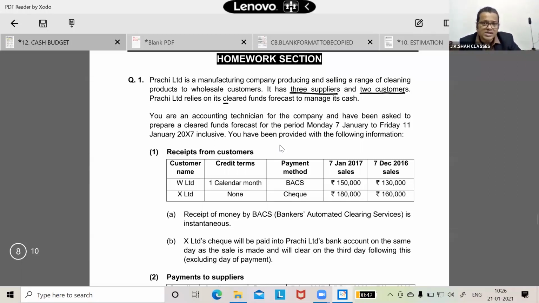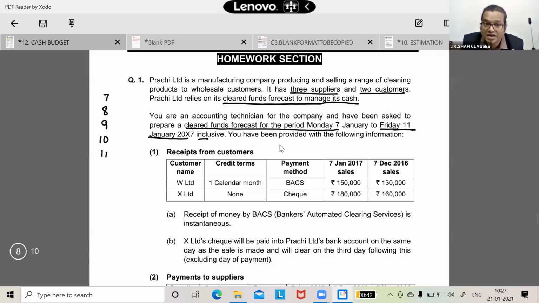Prachi Limited relies on a clear funds forecast to manage its cash. Okay, you are an accounting technician, and you've been asked to prepare a clear funds forecast for the period of Monday 7th January to Friday 11th January. Inclusive means you have to make it for 7th, 8th, 9th, 10th, and 11th. Only 5 days. I hope you heard it very clear. Now, see, credit terms of our customers. How many customers do we have, people? We have only 2 customers.